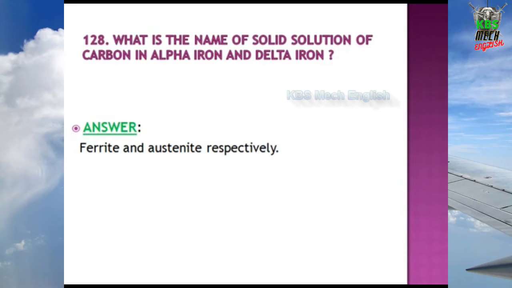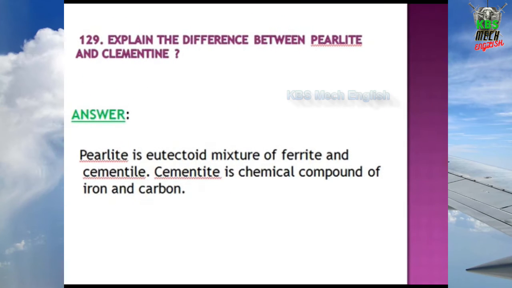Question number 128. What is the name of solid solution of carbon in alpha iron and delta iron? Answer. Ferrite and austenite respectively. Question number 129. Explain the difference between pearlite and cementite. Answer. Pearlite is a eutectoid mixture of ferrite and cementite. Cementite is a chemical compound of iron and carbon.